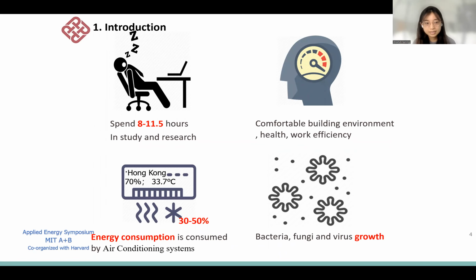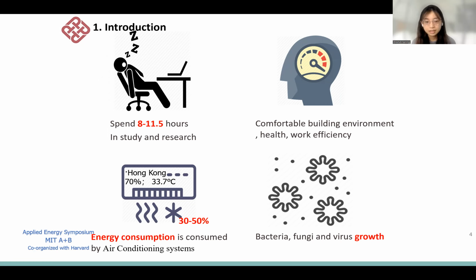Researchers usually spend 8 to 11.5 hours in the office for study and research. A good indoor environment, especially the temperature and humidity, might help to create a comfortable building environment and promote the work efficiency. Hong Kong stays in a hot and humid region, where 30 to 50% of the energy consumption is consumed by traditional air conditioning systems.